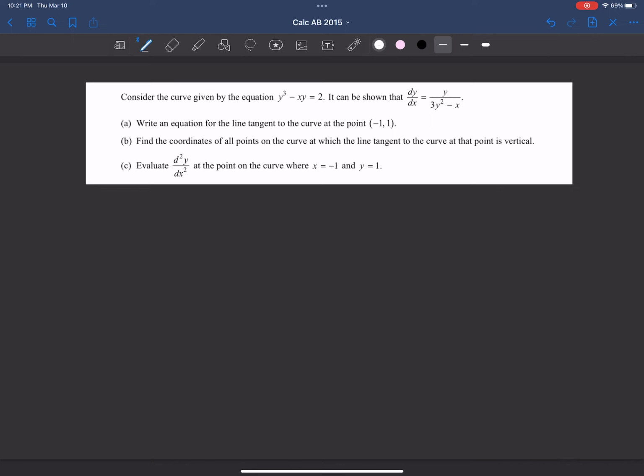So here's the question on my screen. It says, consider the curve given by the equation y cubed minus xy equals 2. And it can be shown that dy/dx equals y over 3y squared minus x.